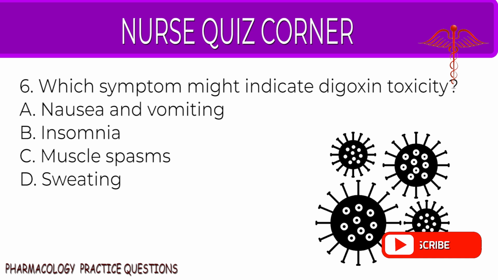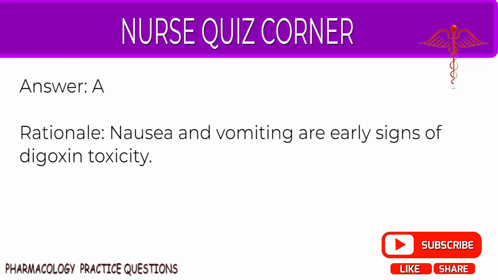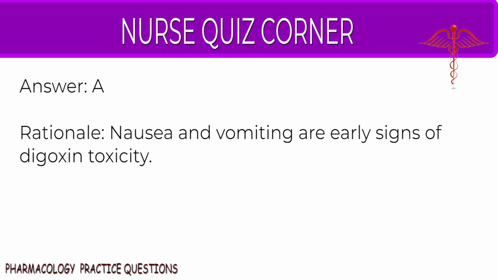6. Which symptom might indicate digoxin toxicity? A. Nausea and vomiting, B. Insomnia, C. Muscle spasms, D. Sweating. Answer: A. Rationale: nausea and vomiting are early signs of digoxin toxicity.